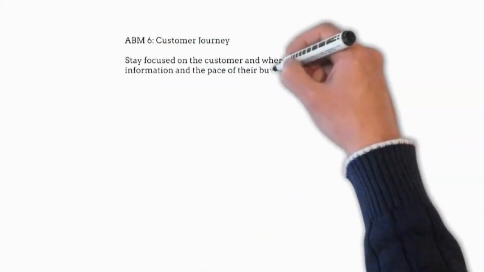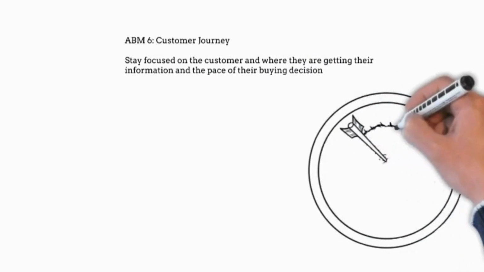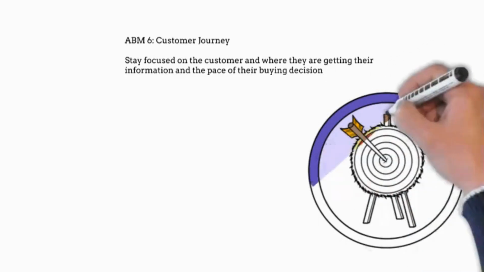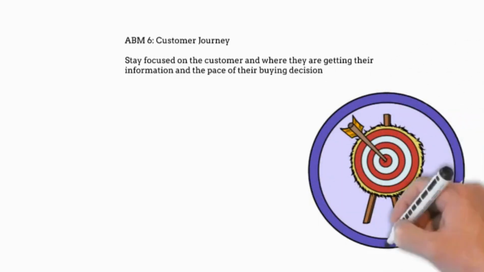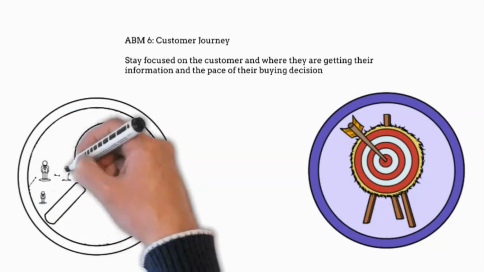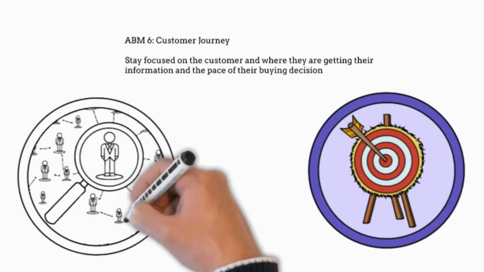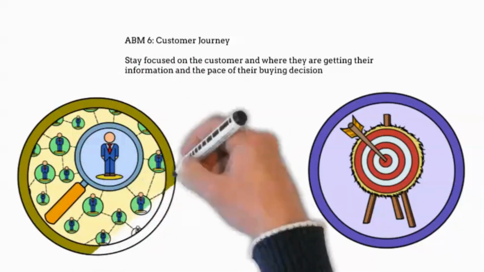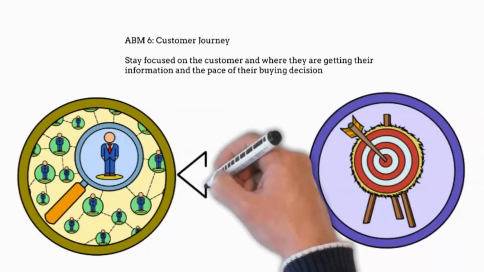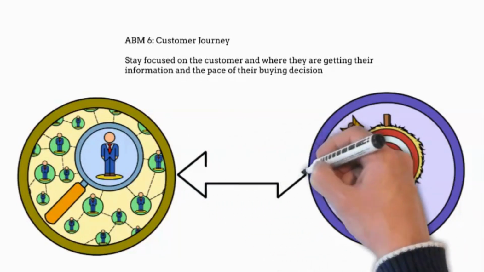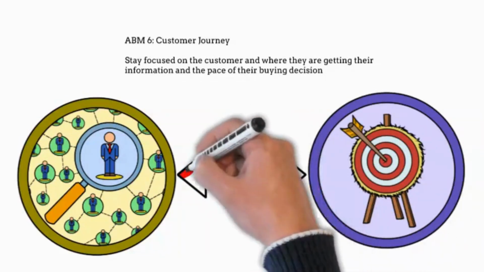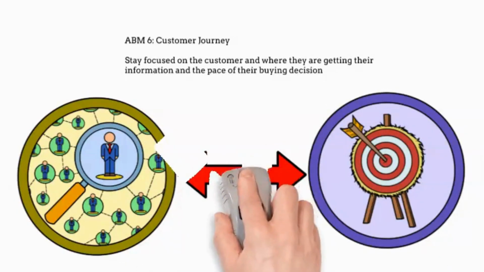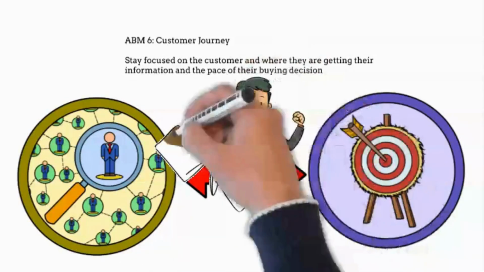That concludes our 6th video on account-based marketing, ABM 6, the customer journey. Stay focused on the customer and where they are getting their information and the pace of their buying decisions. They're going to buy on their own time, and we need to learn how to accommodate them, work with them, and be there when they need us. We can't really pressure them into a sale. We're going to have to work with them to get them through the process in their own time. That's it for ABM 6 Customer Journey.